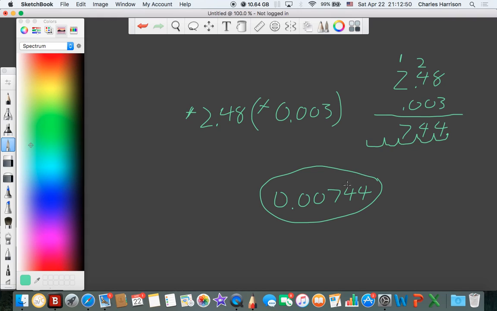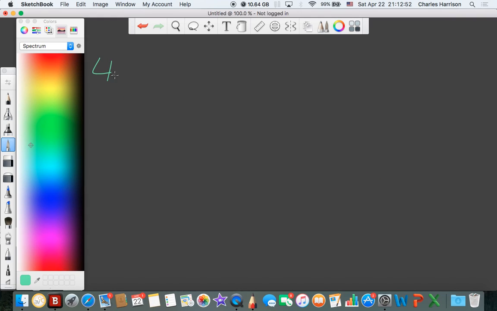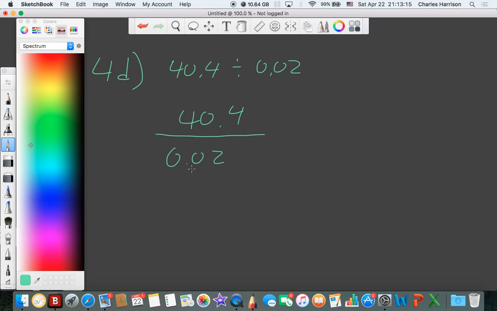All right, next one. It's 46D. So we have 40.4 divided by 0.02. Well, I don't want to deal with this. Hold on, just one second. We can set up vertically, like this. I don't want to deal with this decimal, so I want to move it over. 1, 2. What I do to the bottom, I need to do to the top. So 1, 2.